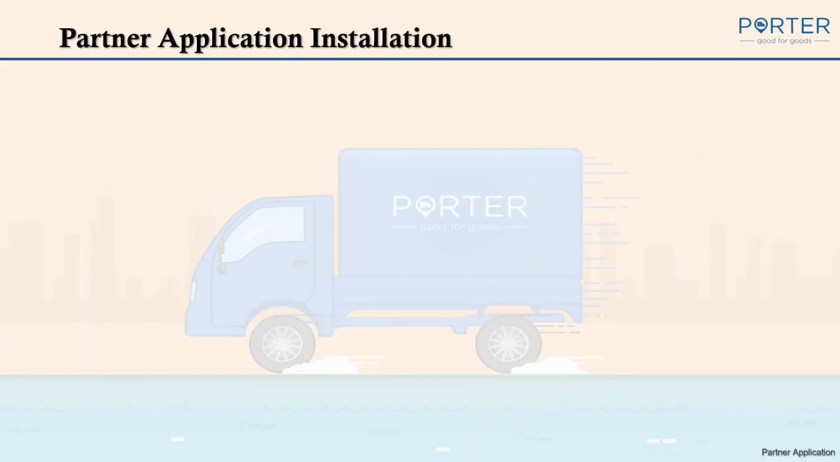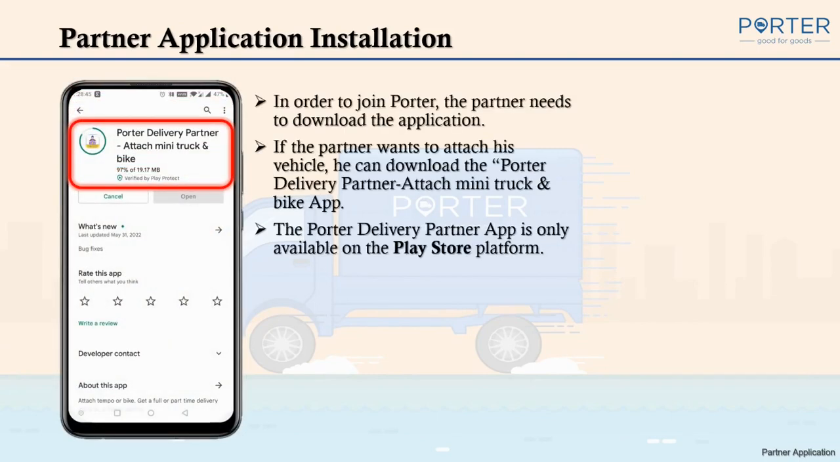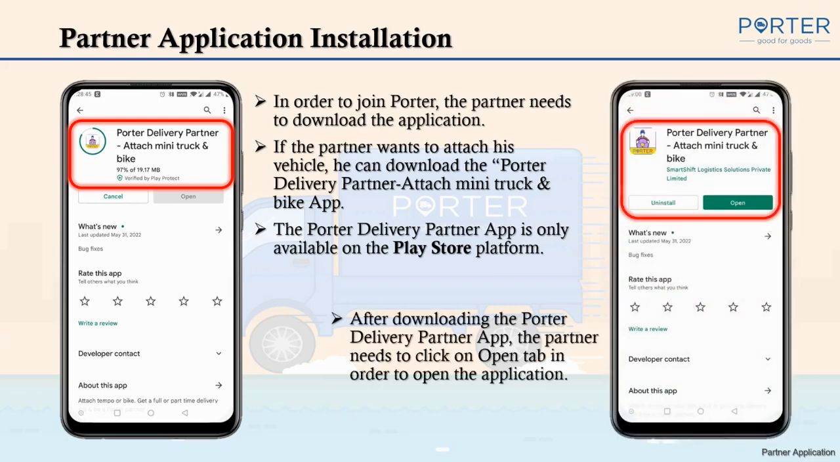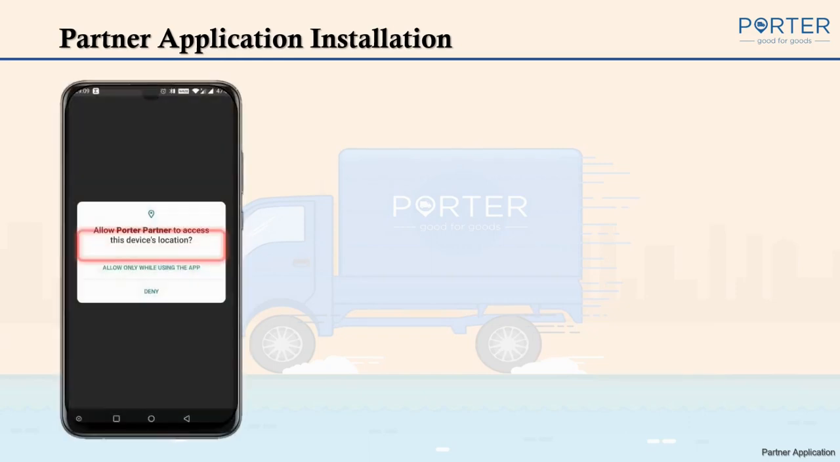In order to attach the vehicle with Porter, the driver first needs to download the application from the Android Play Store. A very important point to note here is that the partner application is currently only available on the Android Play Store. Once the driver has successfully downloaded and installed the application on his device, he needs to open it.